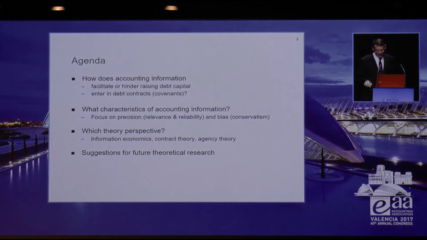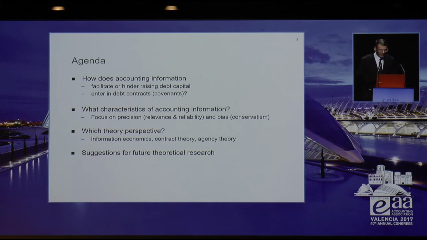Actually what I'm going to present is very much related to what Fernando discussed, and it's good to hear from empiricists that empirical evidence is very diverse, which is exactly what I can show you with a theory perspective of what I discuss here. So the main topics I briefly try to address is how does accounting information facilitate or hinder raising capital, or how does it enter into debt contracts, how do people use it in covenants.